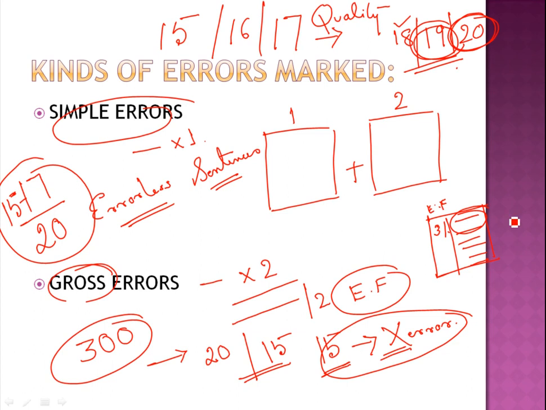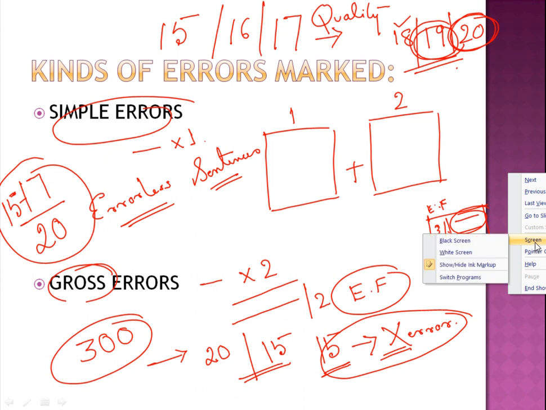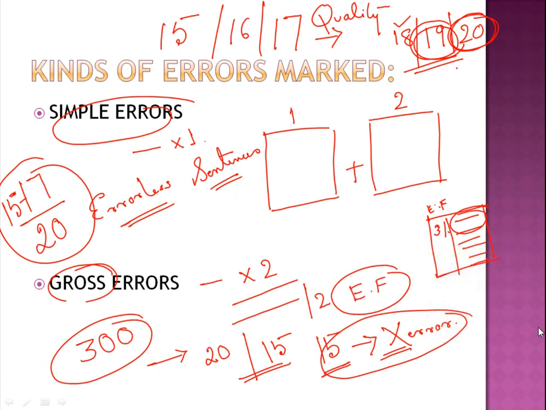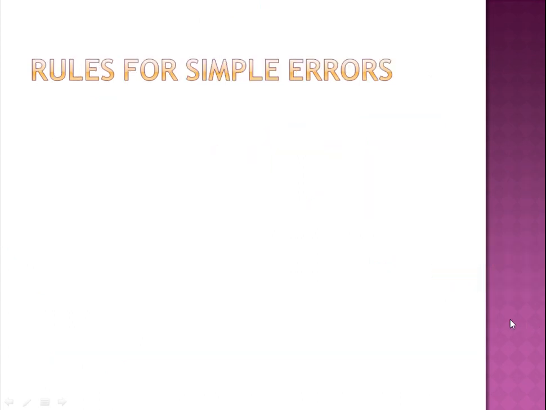Now, let me change the slide. I'll go to the next slide. What are simple errors? Definitely the question is coming to your mind: how do I know which is my simple error and which is my gross error? That I have categorized in the next slide. Now, the rules for simple errors. Number 1 is spelling. We have to be very, very careful about spellings.